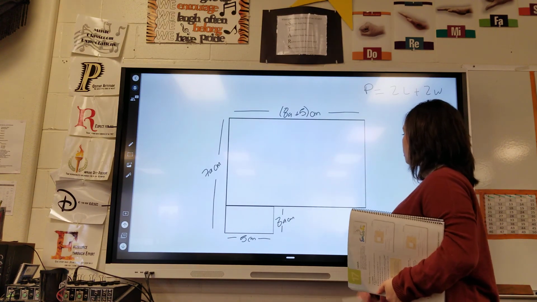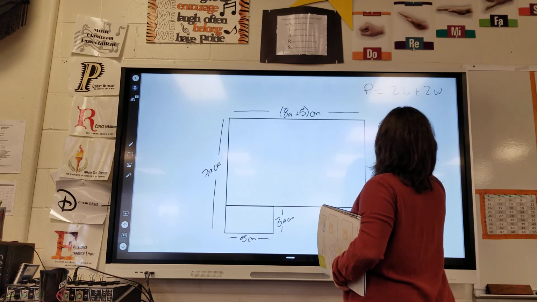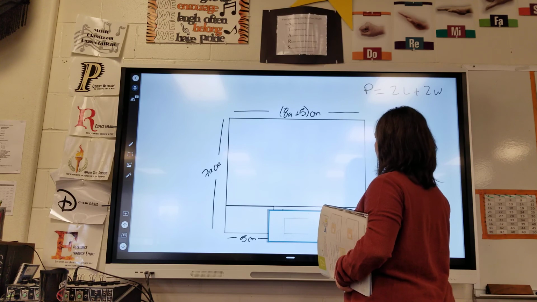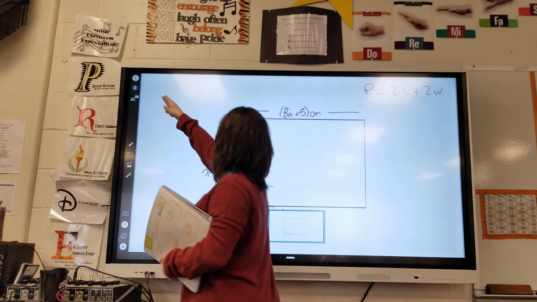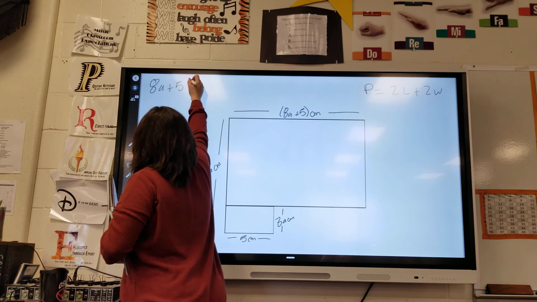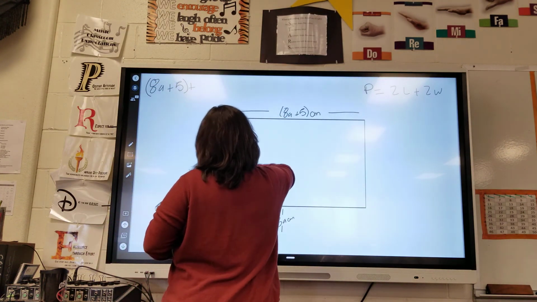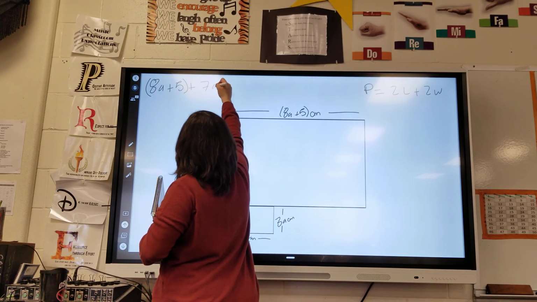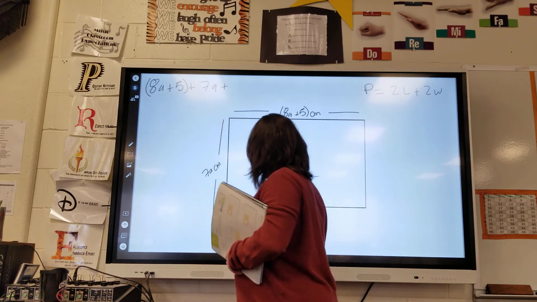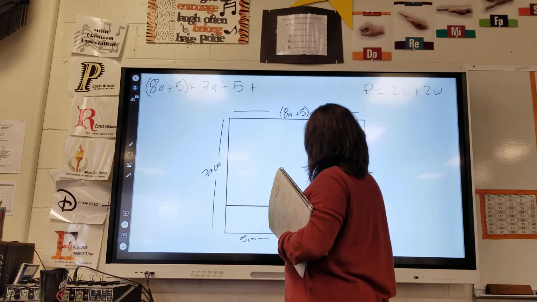So we have this length, 8a plus 5, and actually I'm going to do this because I'm going to need a really long, we're going to start up here. 8a plus 5, that's one length. We're going to add 7a, because that's another length. Then we're going to add 5, because that's another length. Then we're going to add 3a.